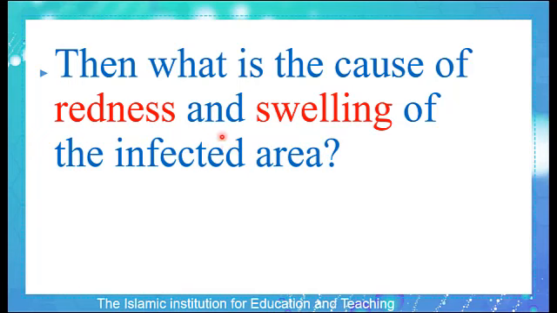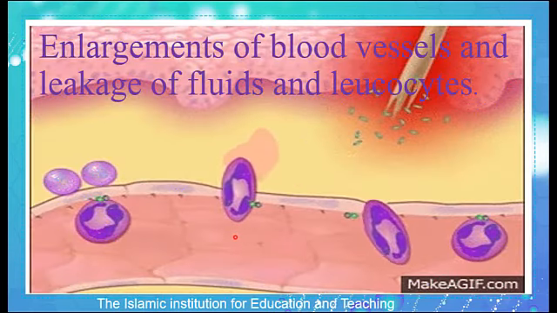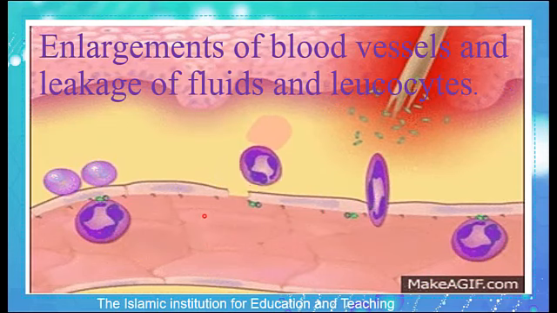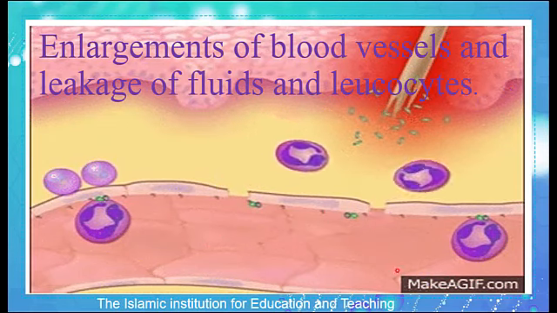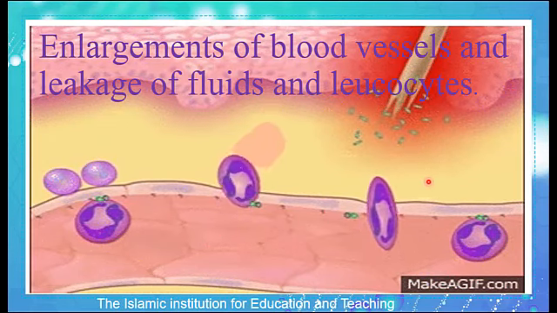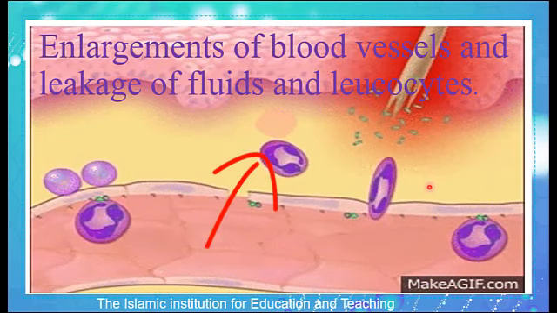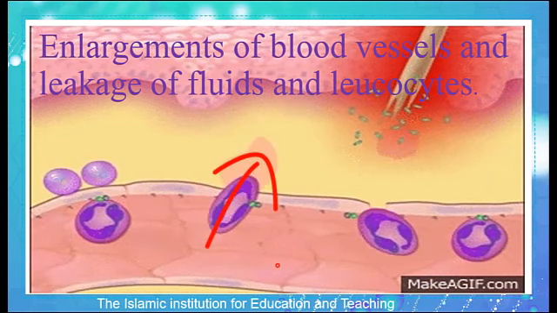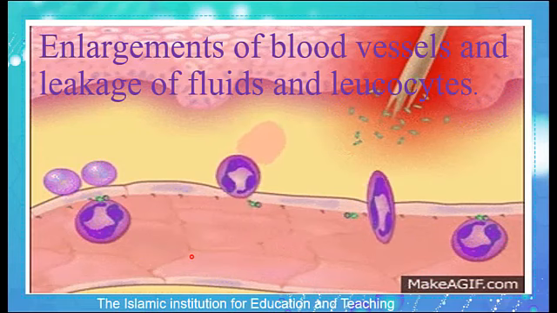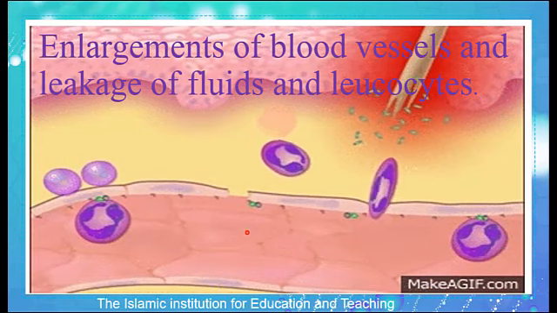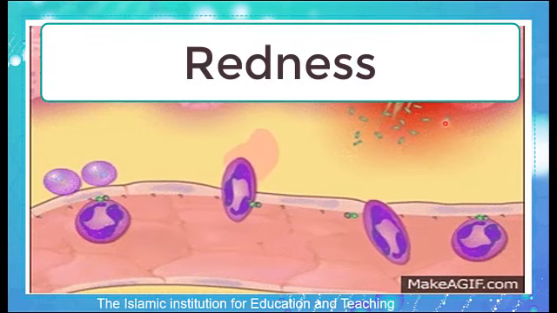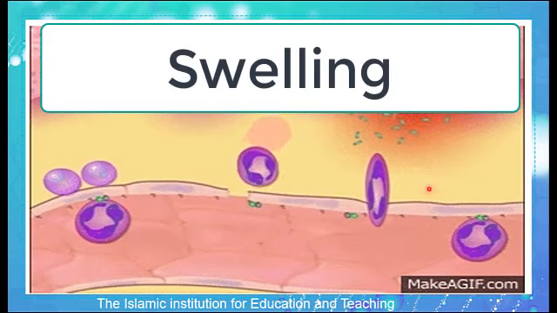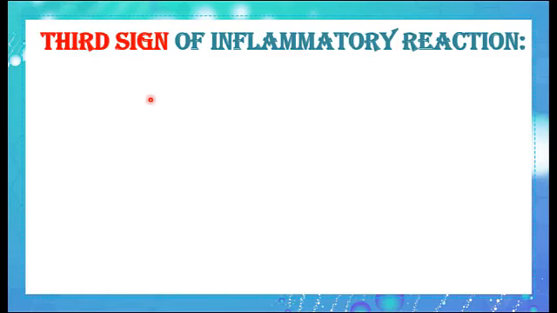Then, what's the cause of redness and swelling of the infected area? Excellent. It's the enlargement of blood vessels and the leakage of fluids and leukocytes from the blood capillary to the infected tissue. Therefore, the first two signs of the inflammatory reaction are redness and swelling. But what's the third sign of inflammatory action?